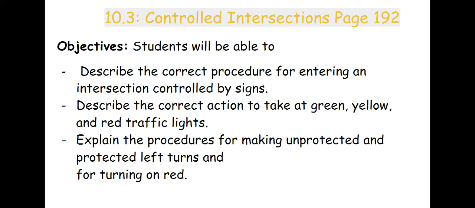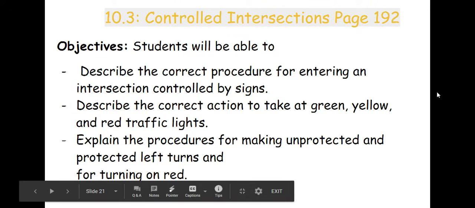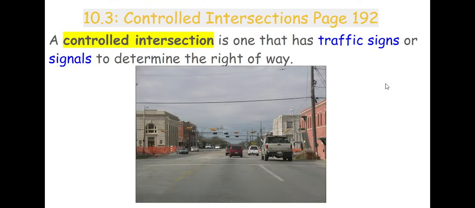Controlled intersections. You're going to know the procedures for doing so, how to identify and take actions when a light is green, yellow, or red. What actions should you take with unprotected left turns and for turning right on red? A controlled intersection is one that has traffic signs or signals that will help you determine your right of way.